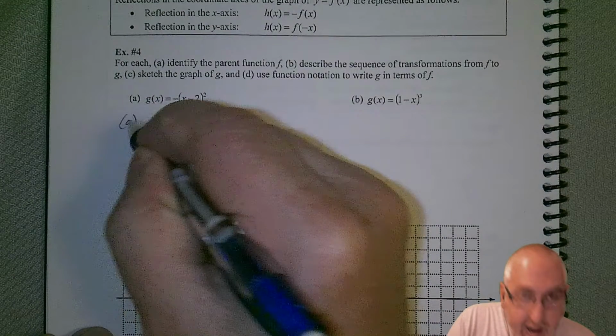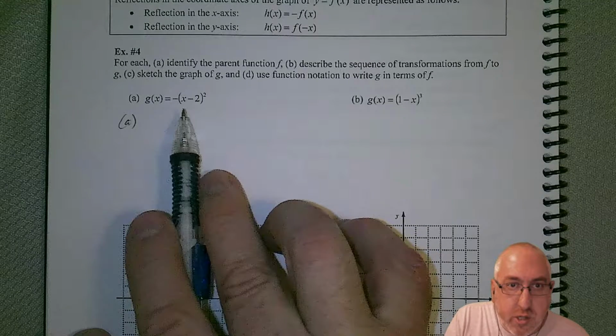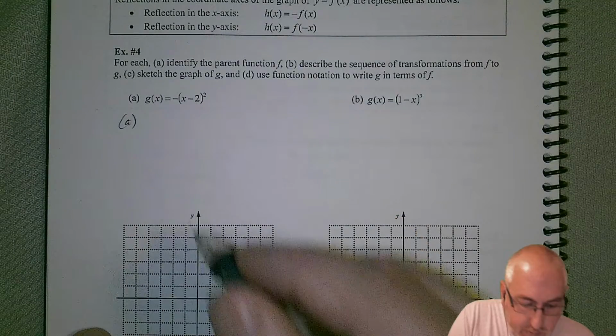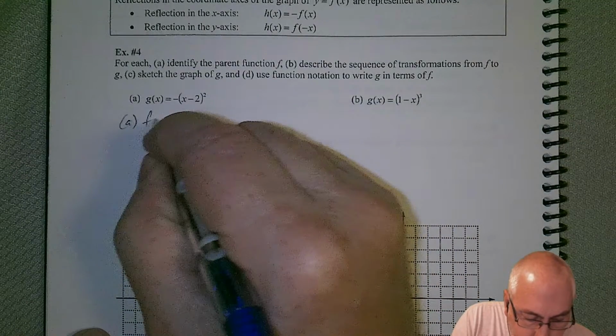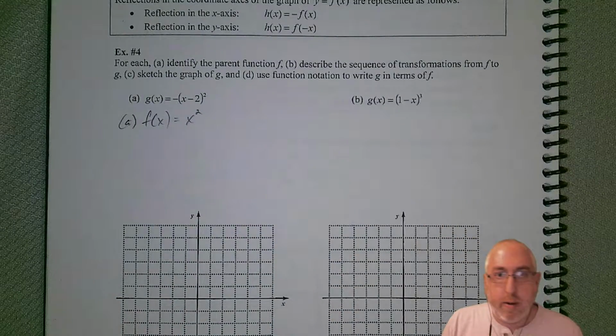So for A, the parent function. So if we kind of look at the whole picture, we can see that squared sticks out like a sore thumb. So that's probably our parent function. So f of x equals x squared.